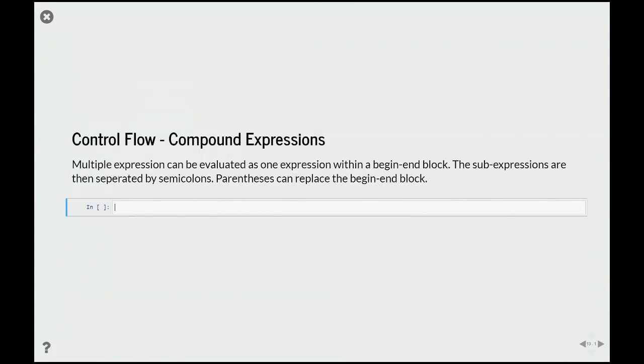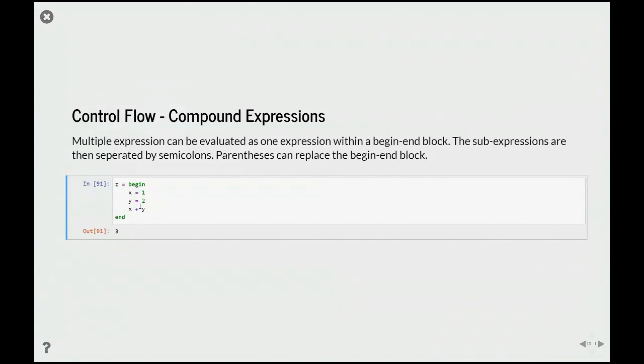So z equals begin, x equals 1, y equals 2, and then it will return by default the last expression. It's very similar to a function, except that you're not saving it with an argument list of any sort. And that allows you to evaluate several things all at once. If you're familiar with the ternary operator, it's very similar. It kind of compresses many expressions down into one.